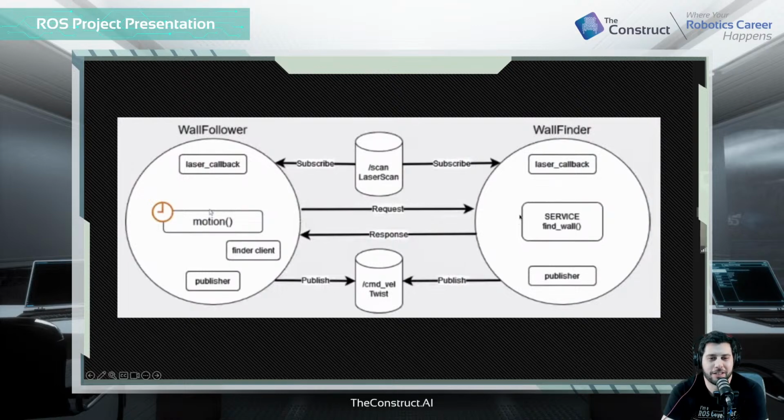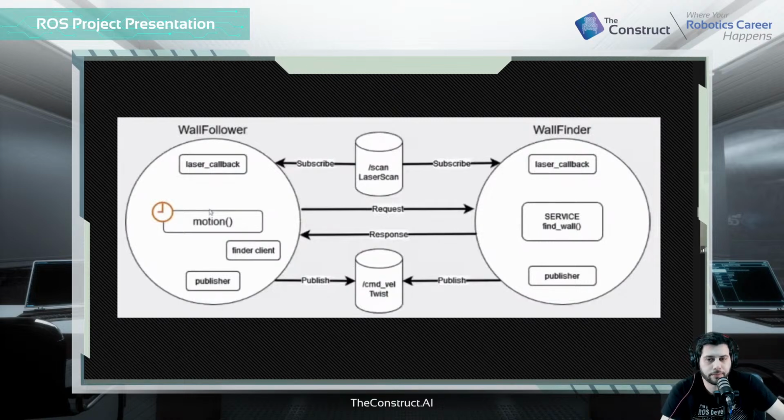So basically, the wall finder program over here uses the service to find the wall. It is also subscribing to the laser scan topic to get its present position using the sensors. And from there, we are using the find wall logic that I mentioned in the previous slide to orient itself perfectly along the wall.